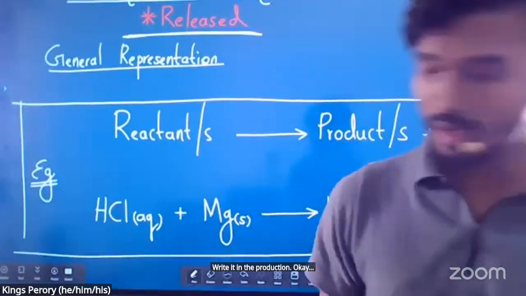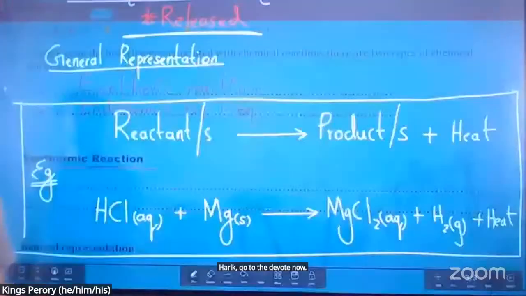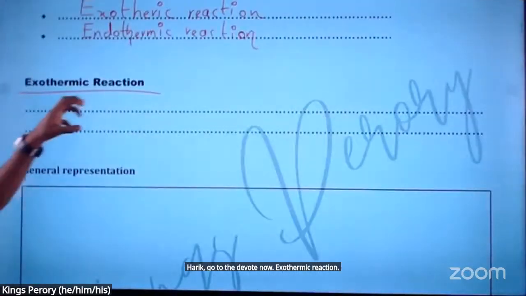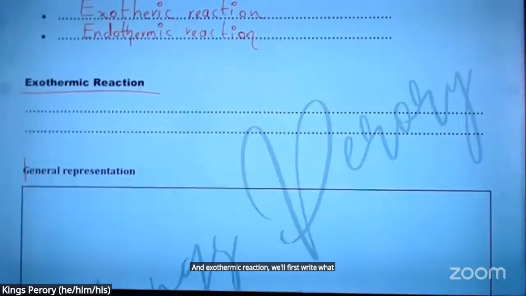Sorry. Go to the tute now. Exothermic reaction. First, write what an exothermic reaction is right there.